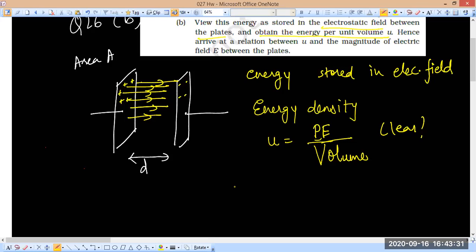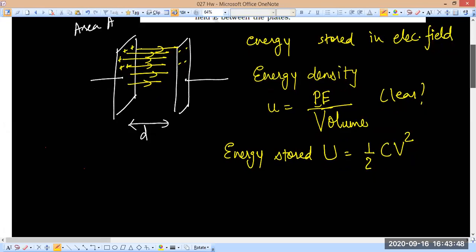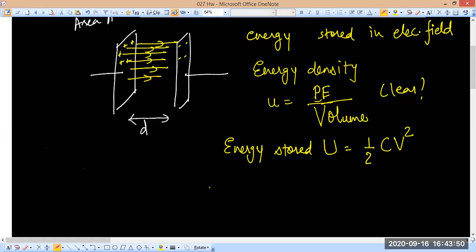Energy stored, U is equal to 1 by 2 CV square, right? You can use any formula, no problem. With any formula, you can derive the same thing. U is equal to half CV square. But the potential difference V is equal to Ed in this case. I hope you remember this.